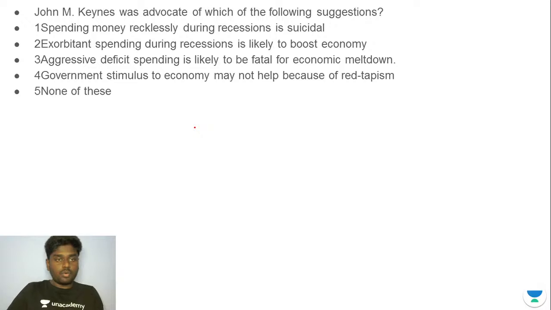So for this one, what is the right answer? John M. Keynes was advocate of which of the following suggestions? So you have 4 options here. Spending money recklessly during recessions is suicidal. Exorbitant spending during recessions is likely to boost economy. Aggressive deficit spending is likely to be fatal for economic meltdown. Government stimulus economy may not help because of red tapestry.